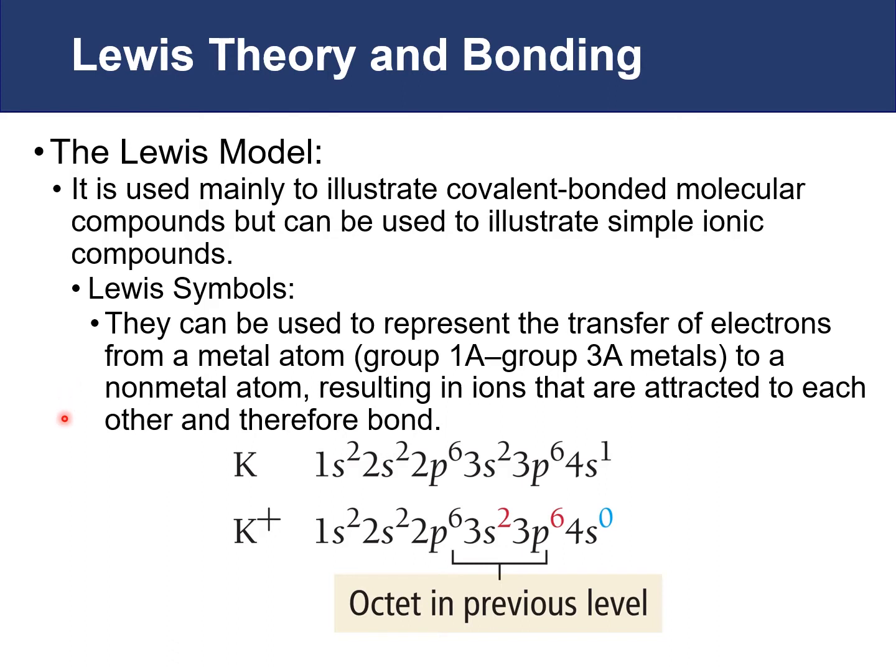So for example, potassium, if we write out the electron configuration, it would be 1s2, 2s2, 2p6, 3s2, 3p6, 4s1. When potassium is trying to form a bond, it transfers one of the electrons from its valence shell to another atom, thereby giving us the cation potassium plus 1. In doing so, it is left with a filled octet and no valence electrons.